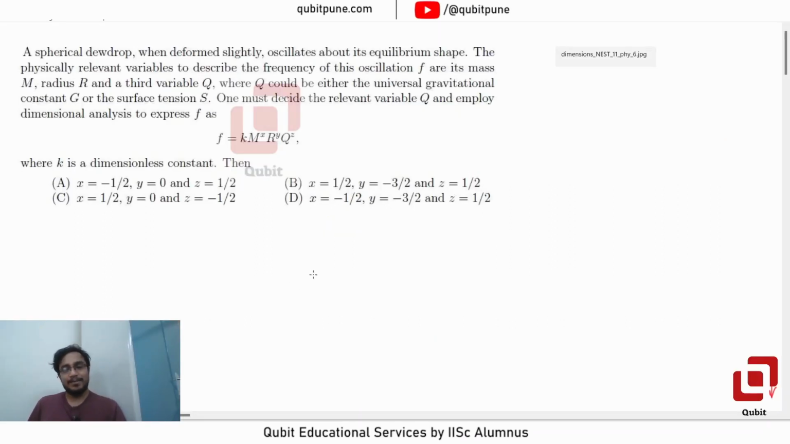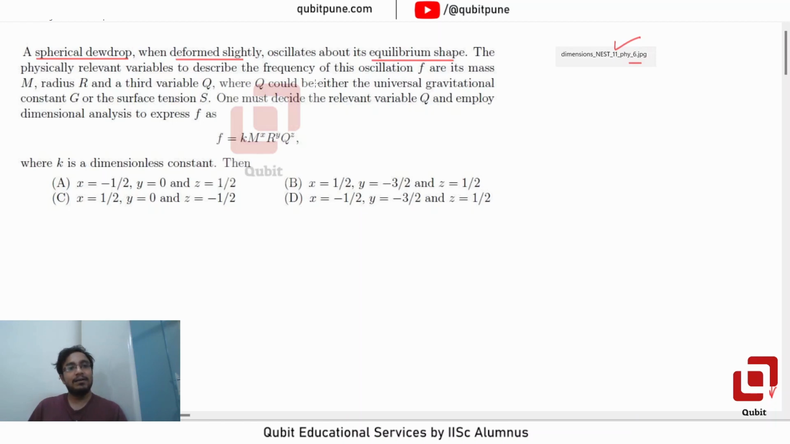This is a mixed concept MCQ which requires us to know a bit of oscillations and of course dimensions. This is from NEST 2011, question number 6.